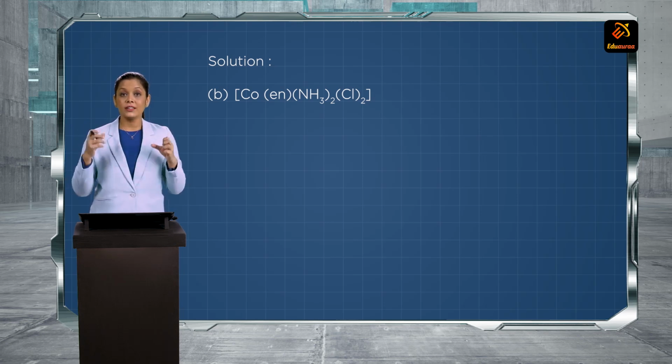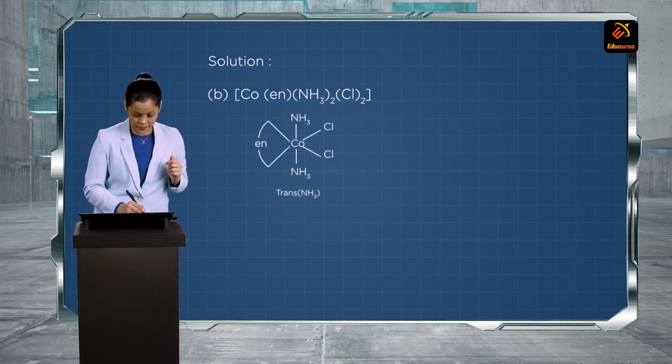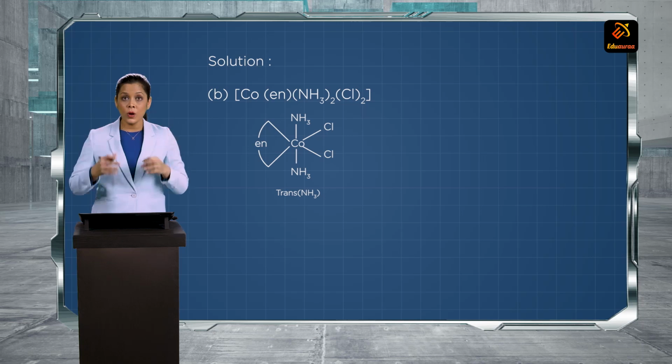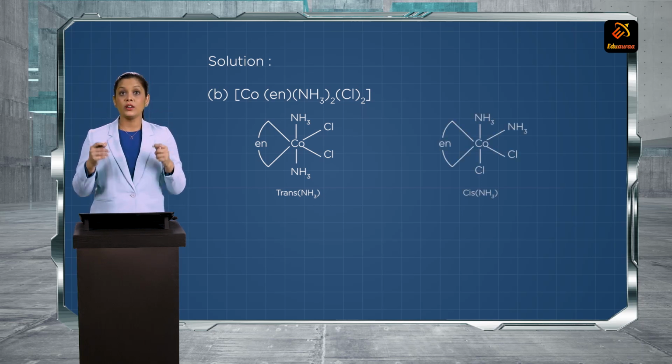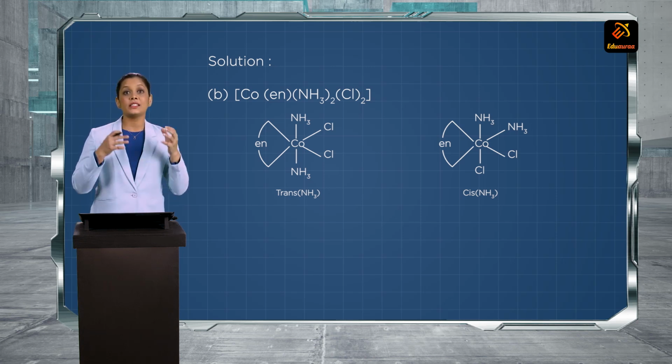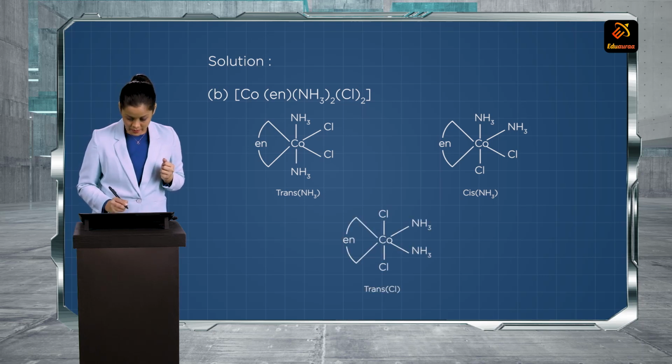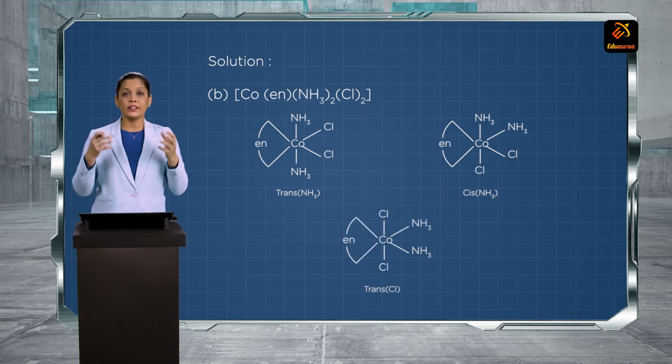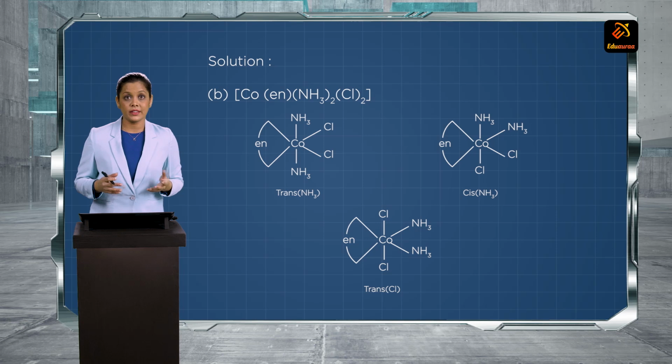Now, arranging the ligands, we get the first structure, which is having ammonia in the trans position. The second structure will be having ammonia in the cis position. And the third structure will be having chlorine in the trans structure. So students, we will have 3 geometrical isomers here rather than the 2 which has been given in the question.